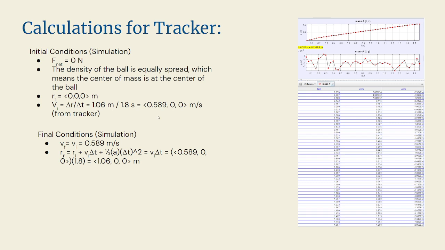This gives us a velocity of 0.589 meters per second, which, as you can see, is already much less than the initial simulation one. However, we can still assume that the final velocity and initial velocity are the same due to the constant velocity, and we use the kinematic formula to solve for the final position, and this assures us that the final position is going to be 1.06 meters.